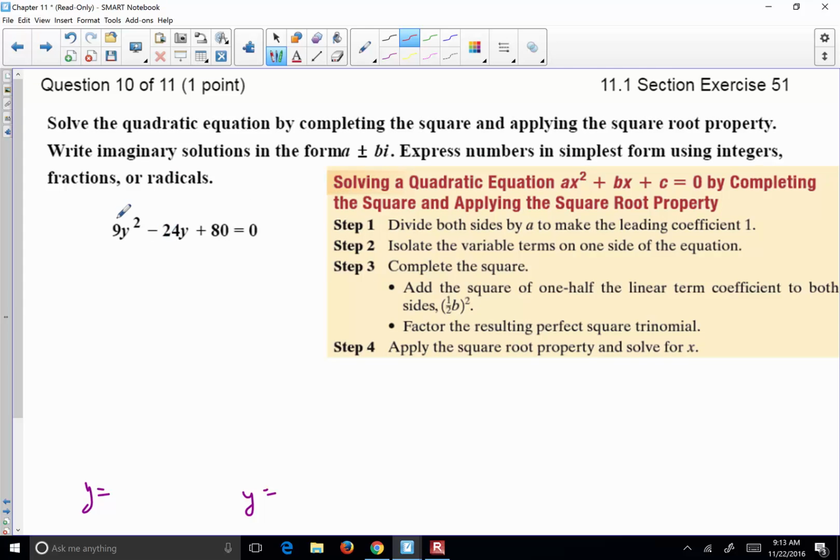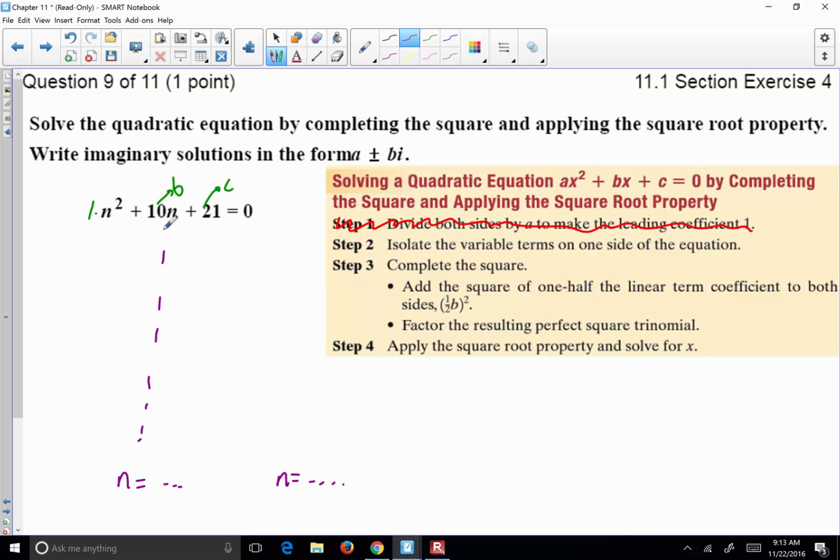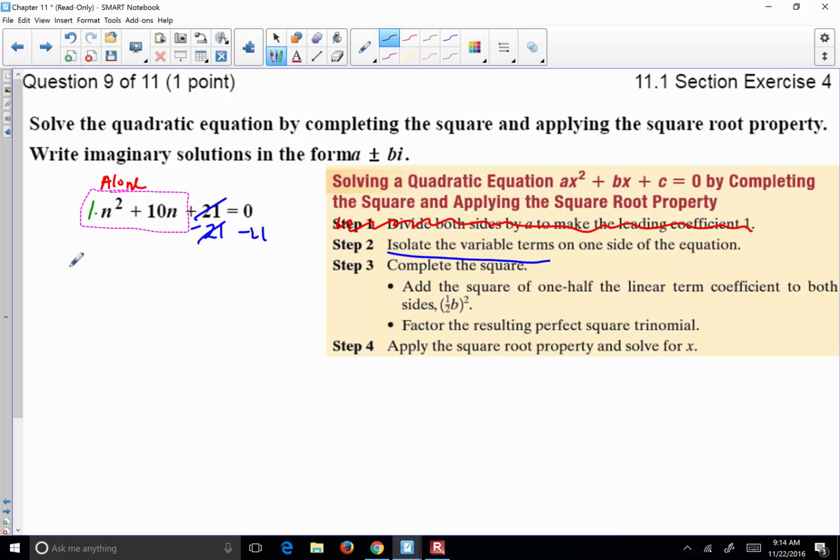In this other question though, a is 9. Yeah, we will definitely do step 1 here on this question. Okay, here you're good. No step 1. Step 2. Isolate the variable terms. What are the variable terms here? What are they? n squared and 10n. I need to see them alone. These must be alone. So everything besides these terms must go away. So what do you see next to this guy? 21. You need to cancel that 21 by subtracting 21 from both sides.